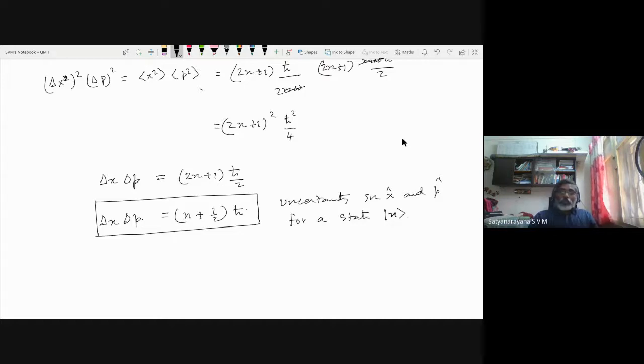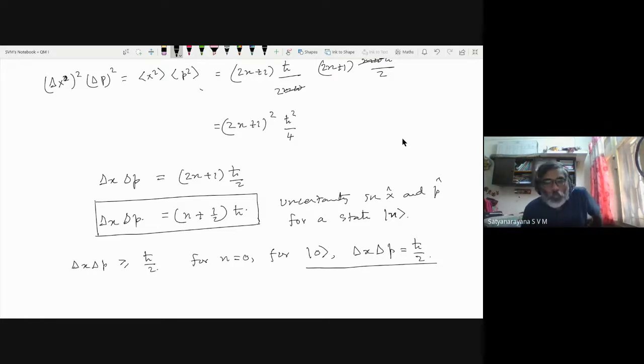Now, the uncertainty relation tells you that delta x delta p has to be greater than or equal to h cross by 2. So this is the lowest value that delta x delta p can have. Now, for n equal to 0, that is, for the ground state, delta x delta p is equal to h cross by 2. That means this is the minimum uncertainty, exhibited by the ground state of the harmonic oscillator.